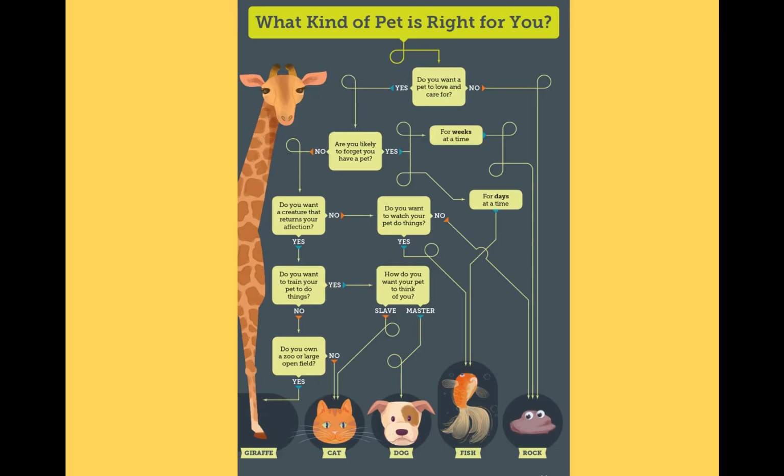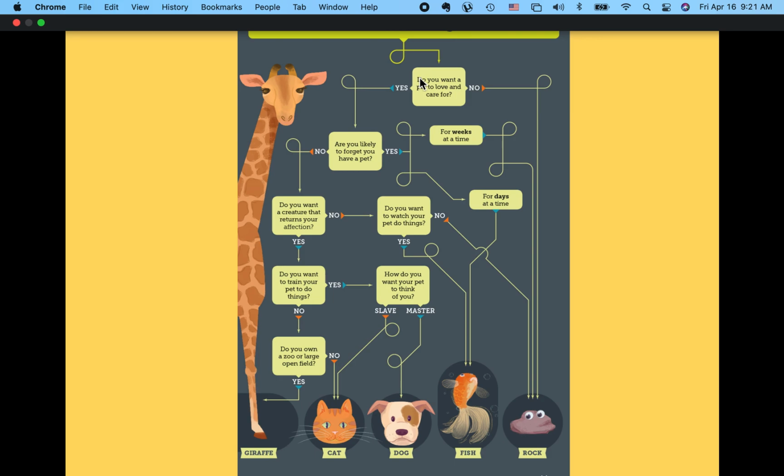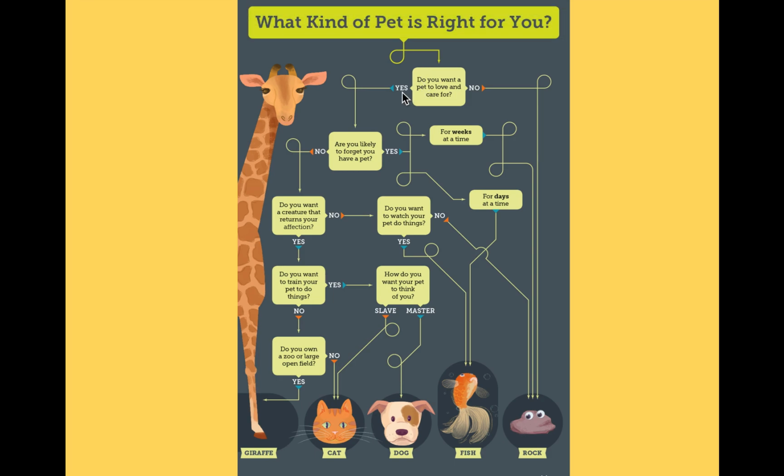There are a couple of systems you're going to learn about for how we organize them visually. There are cladograms, which we'll get to in a bit, and there are also dichotomous keys. This is a fun little dichotomous key. For example, what kind of pet is right for you? You start at the top and work down. It's like a choose your own adventure, where it says, do you want a pet to love and care for? No? Then follow this arrow, and you should get a rock. Yes? Then start following the next path.